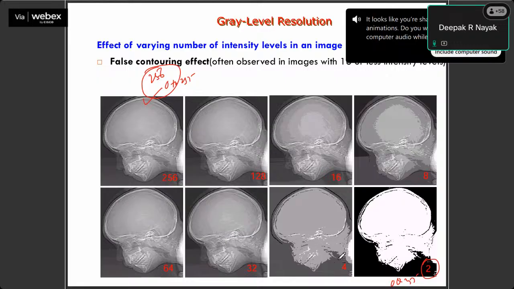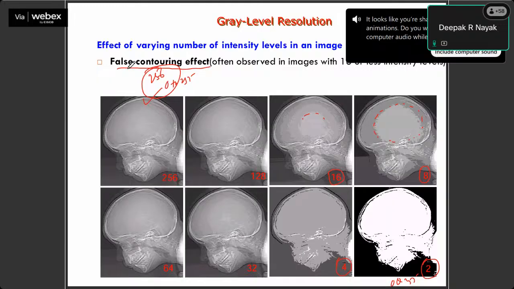And even in this case, when you increase the number of tones from 2 to 4, still no information is visible. And when you consider 8 tones or 16 tones, you may find some additional things. You can see over here it has given some contours which were not present in the original image. You can see a lot of contours over here, and this is known as the false contouring effect.